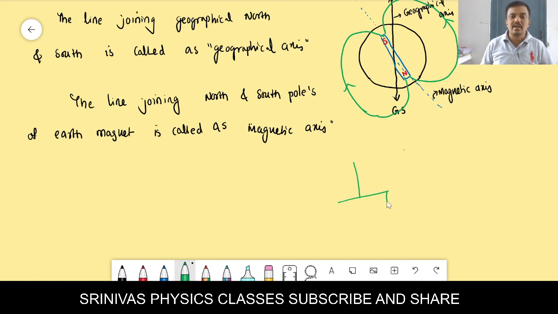That means the bar magnet exactly will not show the geographical north. Okay, geographical north exactly it will not show. A little angle is there, right? Because there is a little angle between the earth magnet and the geographical axis. That's why the suspended magnet will align in the direction of earth magnet. That's why there is a certain angle between the geographical axis and the magnetic axis.